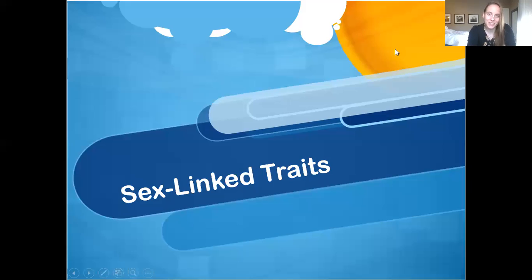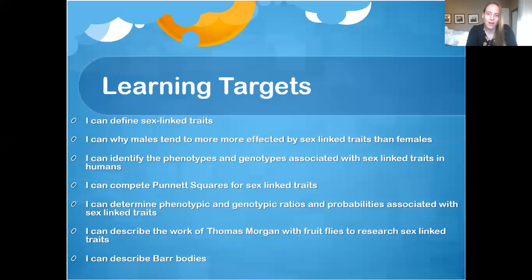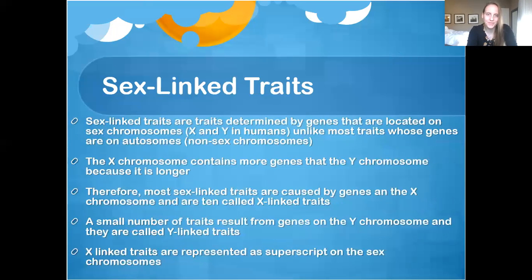Okay, so sex-linked traits. For this, we're going to be talking about what sex-linked traits are, why they tend to affect more males than females, and then all of the different phenotypes and genotypes that you can get with sex-linked traits. Then, of course, we're going to do some Punnett squares, identify our genotype and phenotype ratios, and then lastly, we're going to talk about the work of Thomas Morgan and Barr bodies.